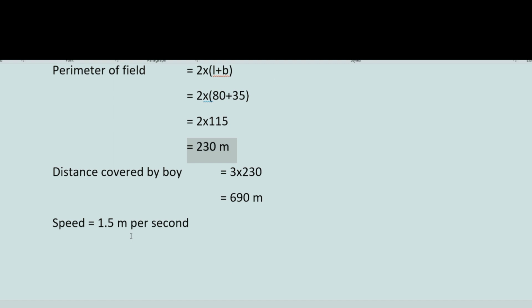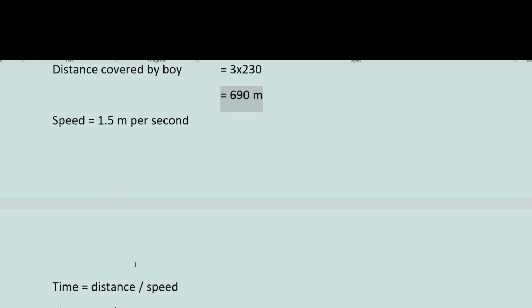3 times means, one time he runs, he will cover 230 meter, and 3 times he is running, so 3 into 230 means 690 meter he is covering. The boy is covering 690 meter, and the speed is 1.5 meter per second. Speed is 1.5 meter per second.